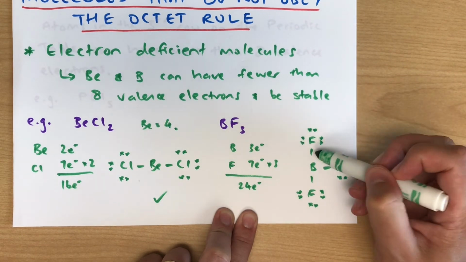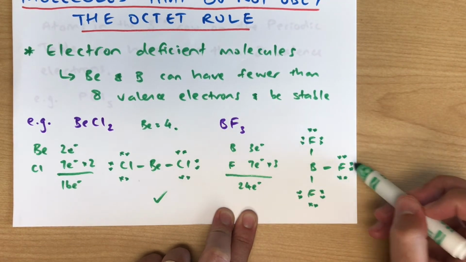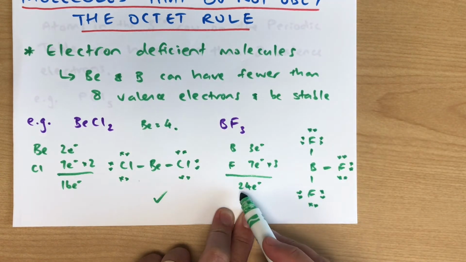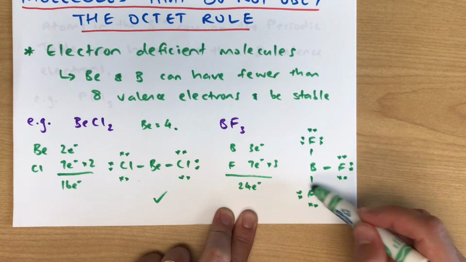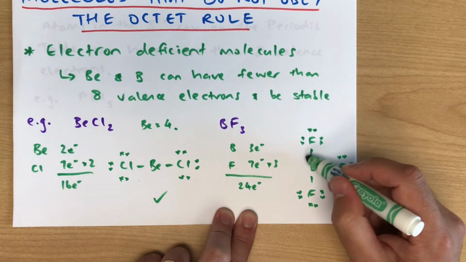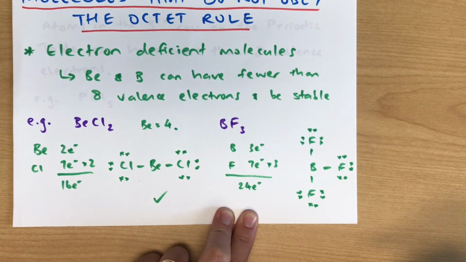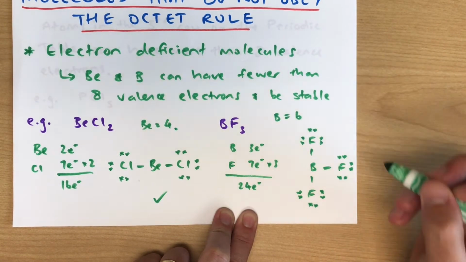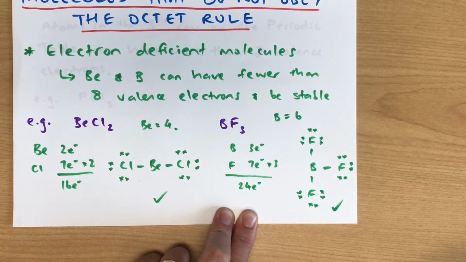So fluorine's got 8: 2, 4, 6, 8. Same with this fluorine, and this one. Boron's only got 6, but I've used all 24 of my electrons. 8 and 8 and 8 makes 24. And boron is stable, having only 6 valence electrons. So boron is okay with 6. That is a correct Lewis structure.